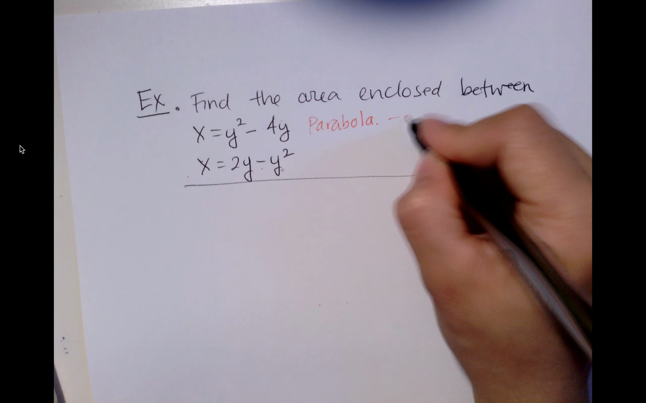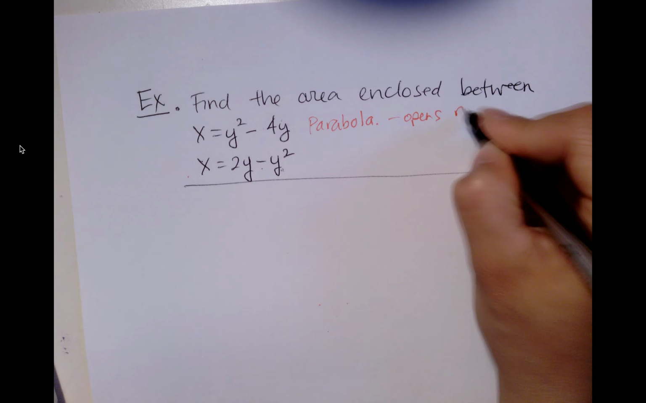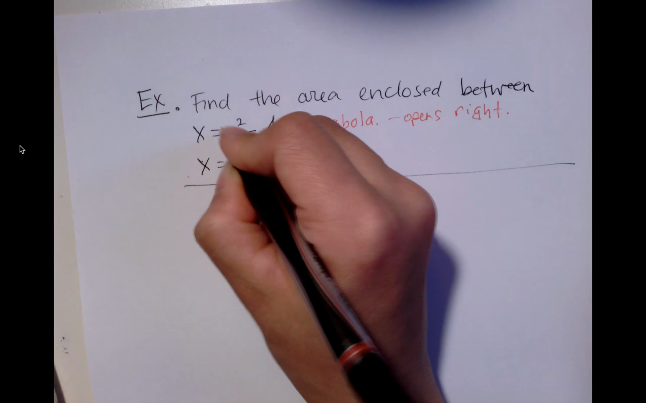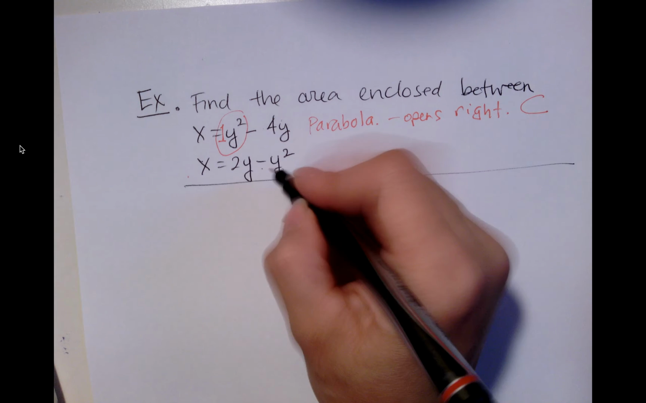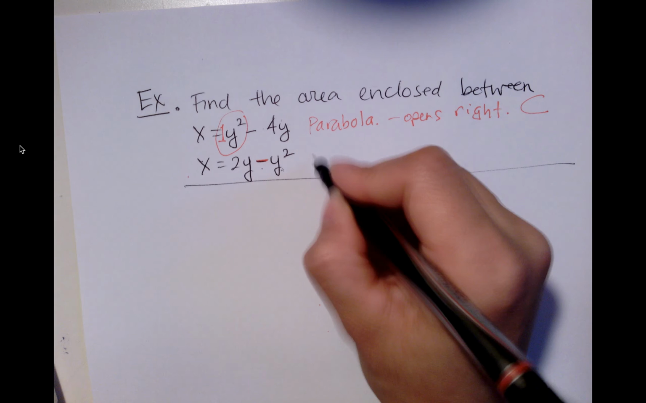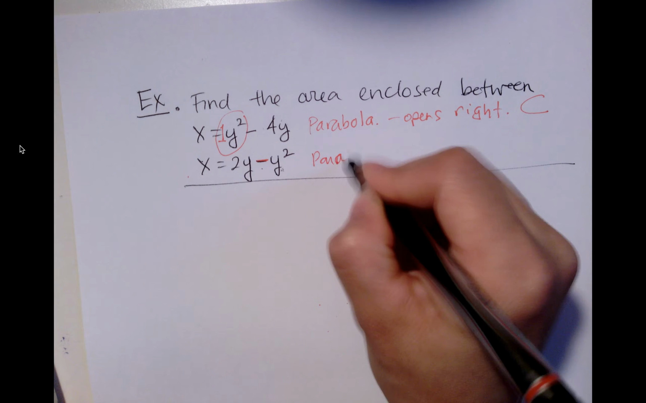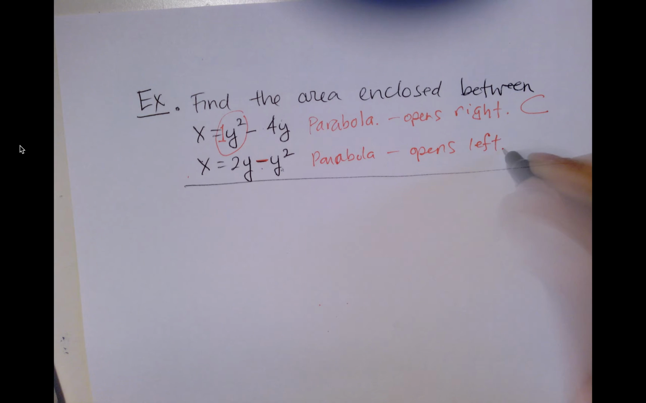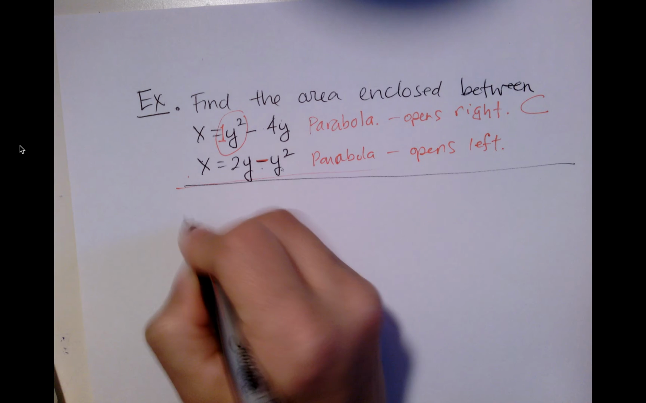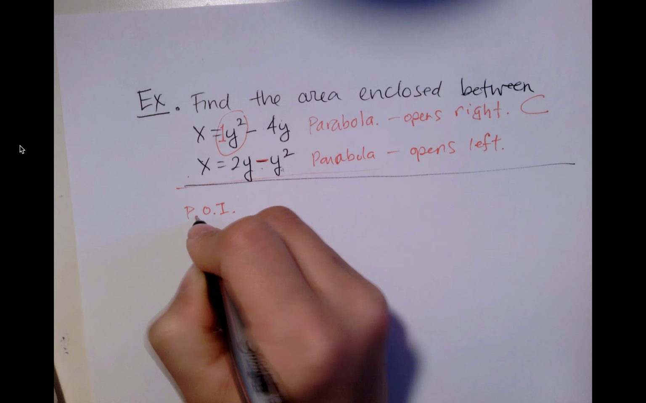So this is a parabola that opens right. And the reason I know it opens right is because the coefficient of the quadratic term is positive. This is going to be a parabola that opens left. Okay, so first I'm going to find the points of intersection just to help me with the sketch.